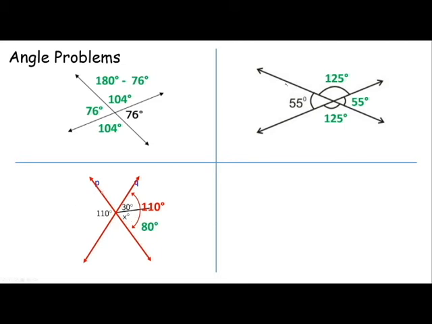Remember, we're just using these same simple rules about lines crossing, making vertical angles and adjacent angles. Well, if this is 110, can we figure out what the one right next to it is going to be?